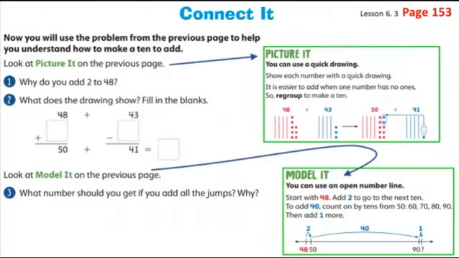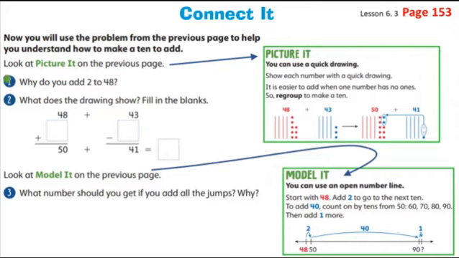Next page. So we're on page 153. I want you to take a look at this. It says, now you will use the problem from the previous page to help you understand how to make a 10 to add. So I have the picture it here. It says, look at picture it on the previous page. I have it here for you. Hopefully you can see it well enough. And then down here it says, look at model it on the previous page. This is the model. This is where we did that number line where we jumped after we regrouped.